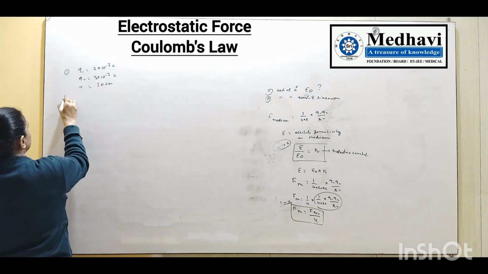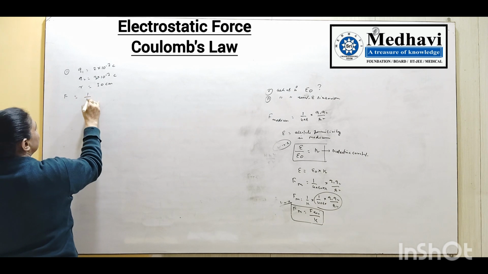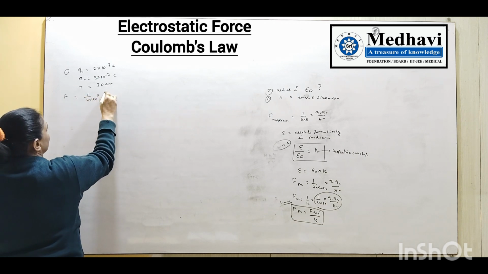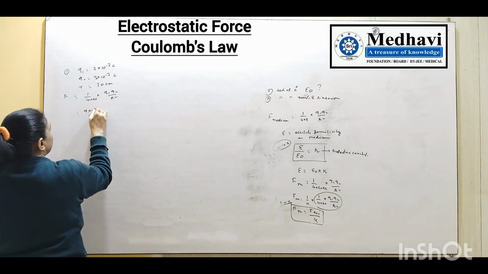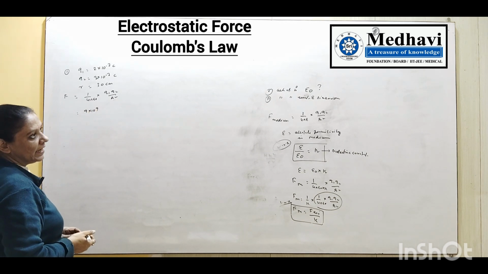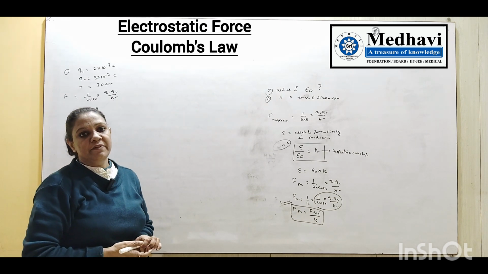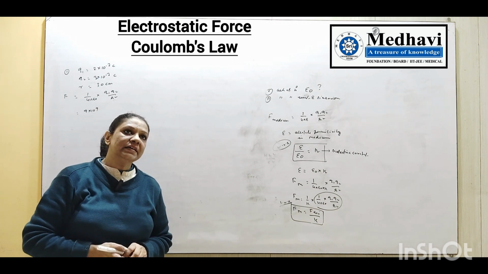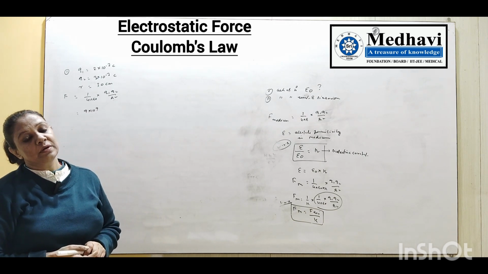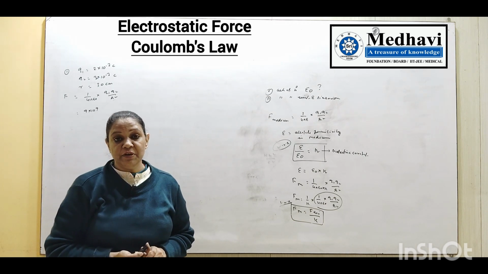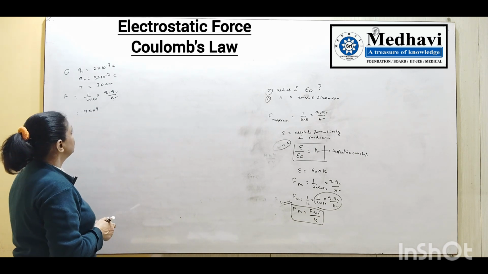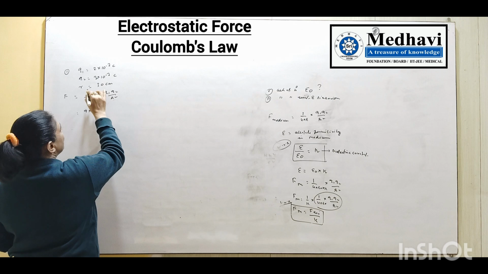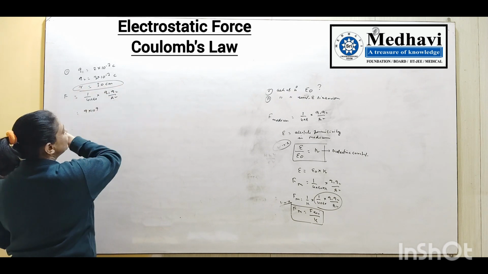So directly you can put the formula: force is equal to 1 by 4 pi epsilon naught Q1 Q2 by R square. This is 9 into 10 to the power 9. Here one thing I want to repeat from my previous video, how to solve numericals, what are the important points we have to remember while solving numericals. I have already given them, but still I want to remind you. Here we have to use SI units.